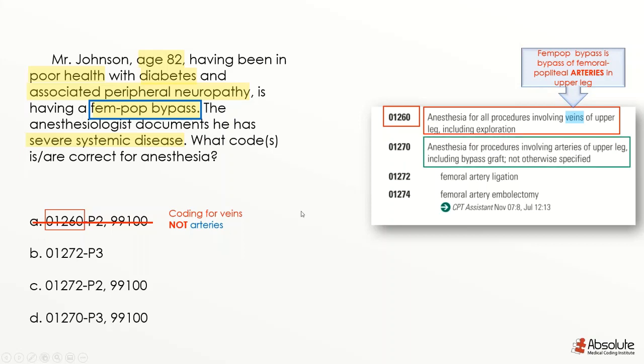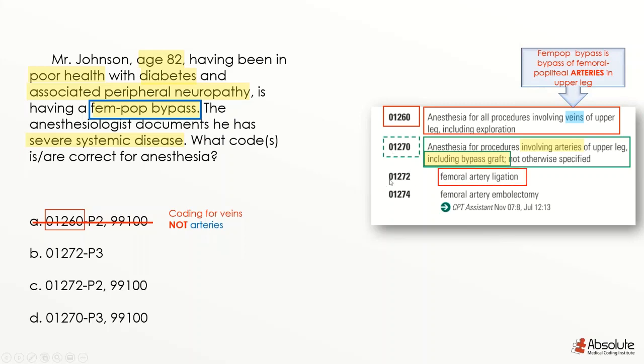So we're going to continue on. We have this code family here. We have 01270, and this is anesthesia for procedures involving arteries of the upper leg, including bypass graft. I like that language. There we go, involving the arteries, including bypass graft. That's exactly what we are needing, okay? So we're going to give that a light yes.